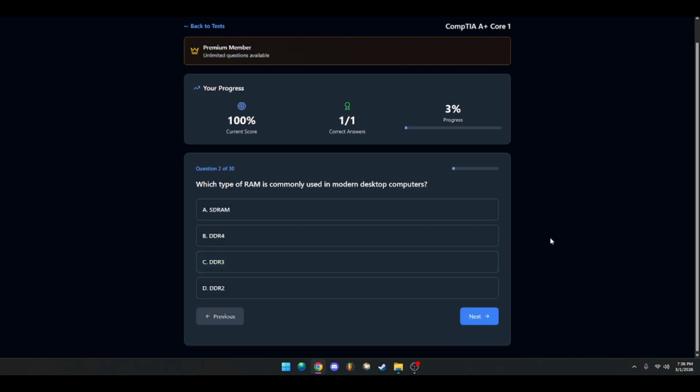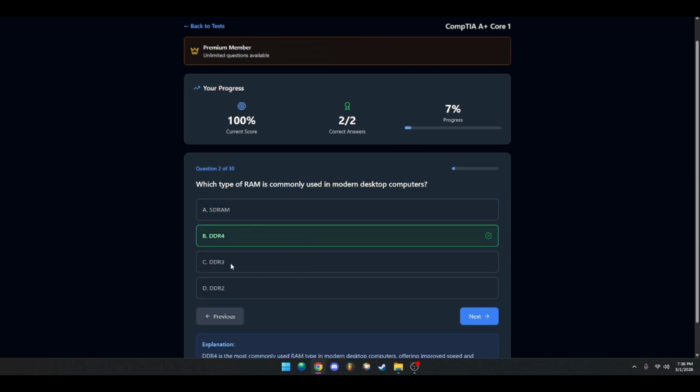Let's move on. Question number 2. Which type of RAM is commonly used in modern desktop computers? I will give you guys 3 seconds to think. And the answer would be B, DDR4. Of course, we do have DDR5 now, which is becoming more and more popular, but for the time being, DDR4 is the most commonly used type of RAM in modern desktop computers.